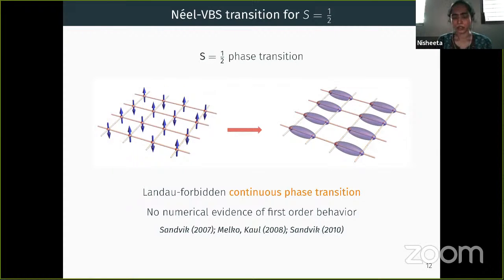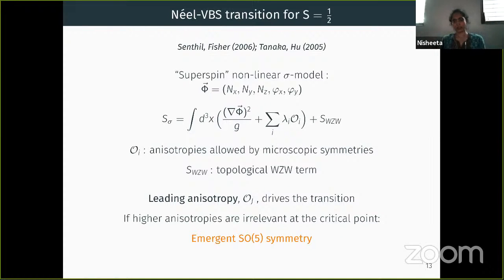Although there are many scaling corrections to this transition, even on the biggest system sizes there is no conventional evidence of first order behavior that has been found. So that is the spin half. That's a quantum phase transition in case of spin halves. That is unconventional. And this is one particular field theory that has been provided.